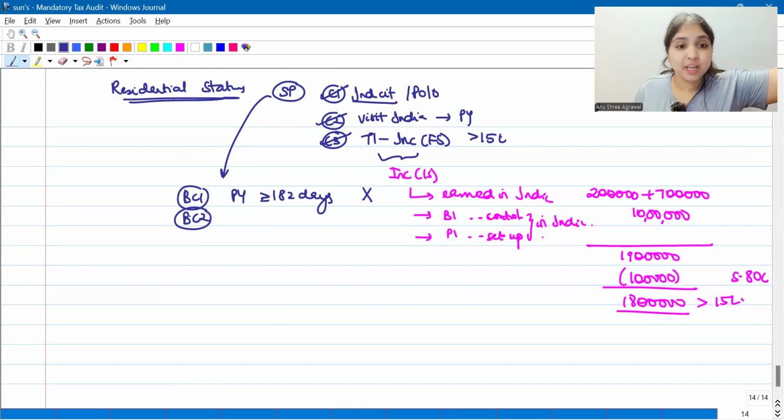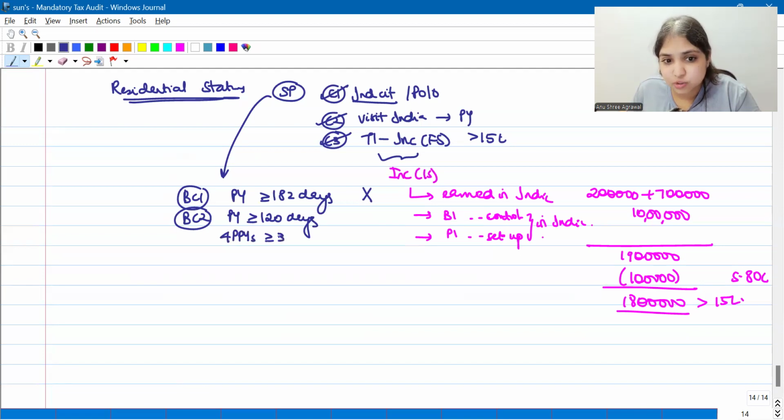All that we do only in regular provision. In special provision, basic condition 2 will always apply. What is basic condition 2? Previous year assessee should have stayed in India for at least 120 days, and 4 preceding previous years put together, assessee should have stayed in India for at least 365 days, guys.